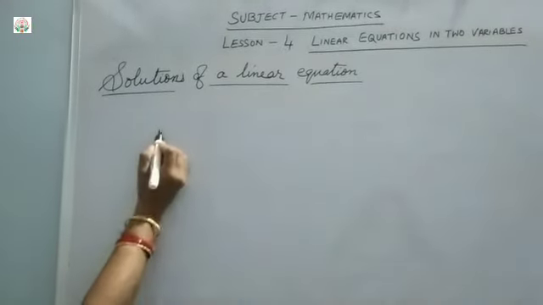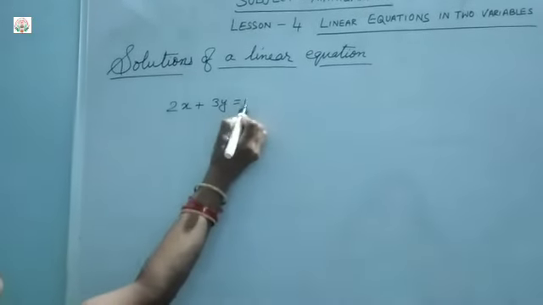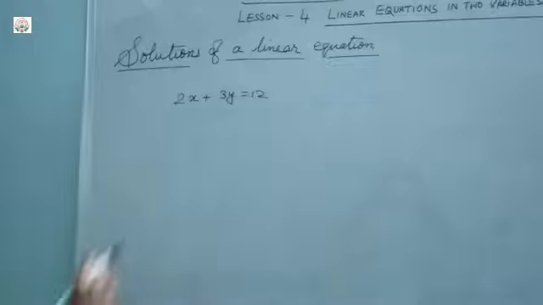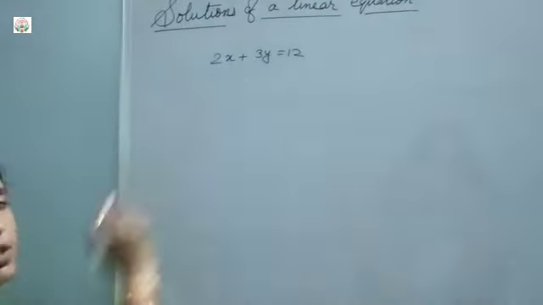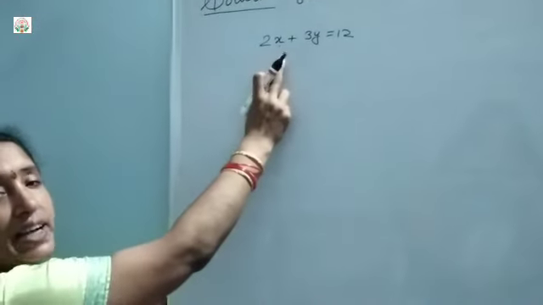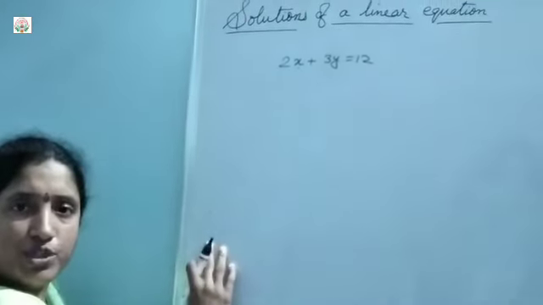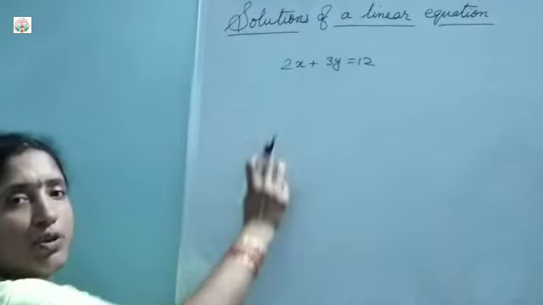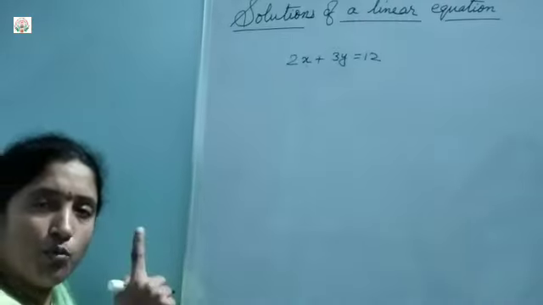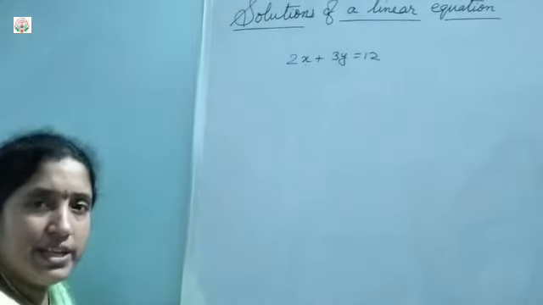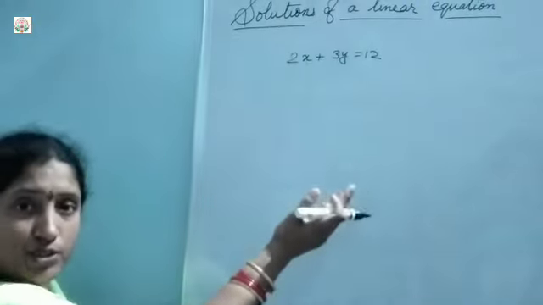Now let us take an example, that is 2x + 3y = 12. This is an example. Here you can see how many variables are there? Two variables. One is x, the other one is y. Now you have to find the different solutions for this linear equation. This is a linear equation because the degree of this variable is 1. If the degree of the variable is 1 in an equation, what is it called? Linear equation.